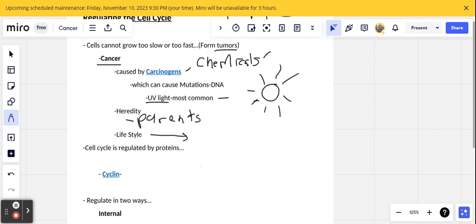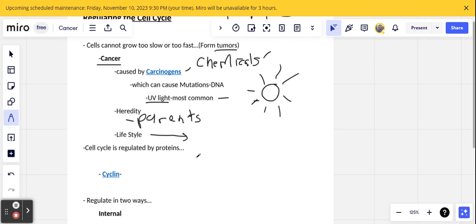So you have carcinogens that cause cancer, chemicals, and other things like UV light. And then hereditary: you receive your DNA from your two parents, and you inherit a defect or something wrong in your DNA, and that can cause cancer. But also lifestyle, so how you live your life, how you eat, your job, those kinds of things.